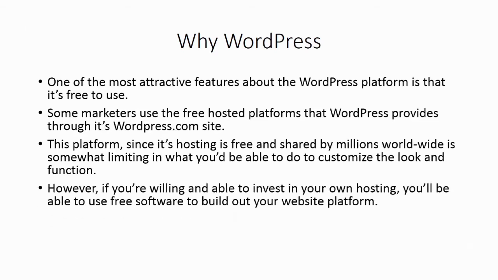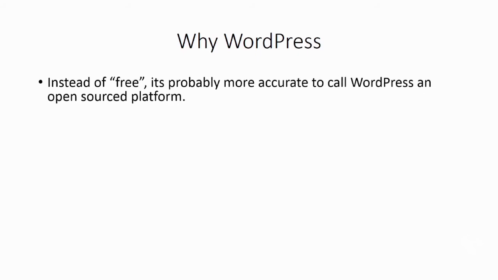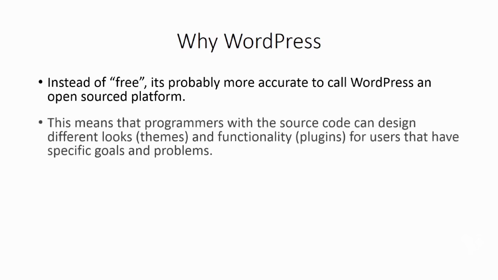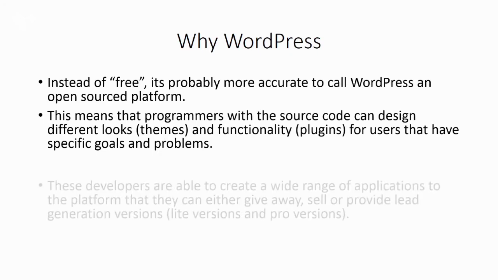However, if you're willing and able to invest in your own hosting, you'll be able to use the free software to build out your website platform. WordPress actually maintains the platform through its centrally located hub, sending updates to users to keep your site safe from spammers and hackers and identity thieves. Now, instead of free, it's probably more accurate to call WordPress an open source platform. That means that programmers with the source code can design different looks, which are called themes, and functionality, which is called plugins, for users that have specific goals and problems.